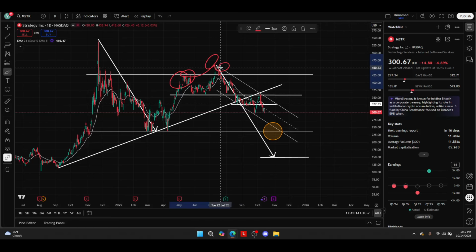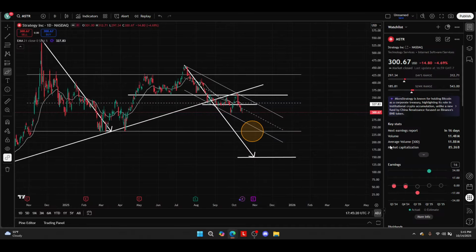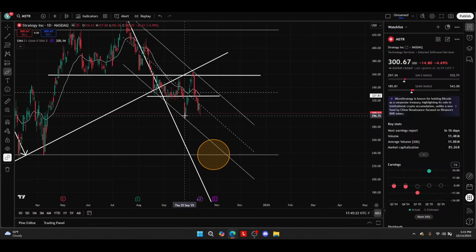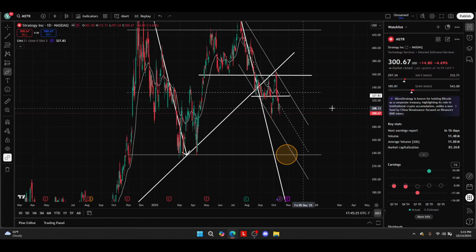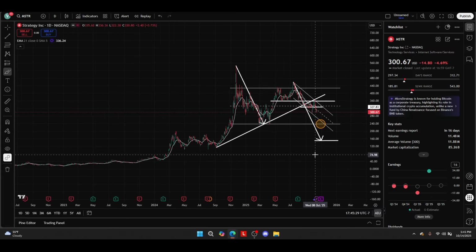We took it out, barely a fake breakout, and since then we've been working our way down since July. So just not looking bullish at all. We're back near the lows of the trend, almost sub 300s. So MSTR just not looking good. I do like it long term.